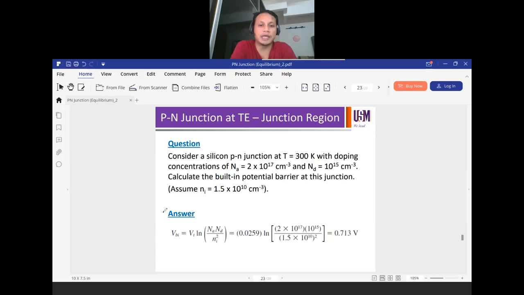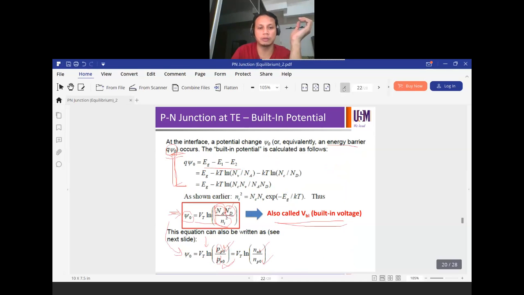Consider a silicon PN junction at 300 Kelvin with doping concentration of NA 2 times 10^17, and then ND is 10^15. So that means you have P-type 2 times 10^17, then you're going to join with N-type 10^15, right? 2 times 10^17 and 10^15. So calculate the built-in potential barrier at the junction. Assume ni is equal to 1.5 times 10^10. Well, you can also use 1.0 for this. So we go back to this equation tadi tu.